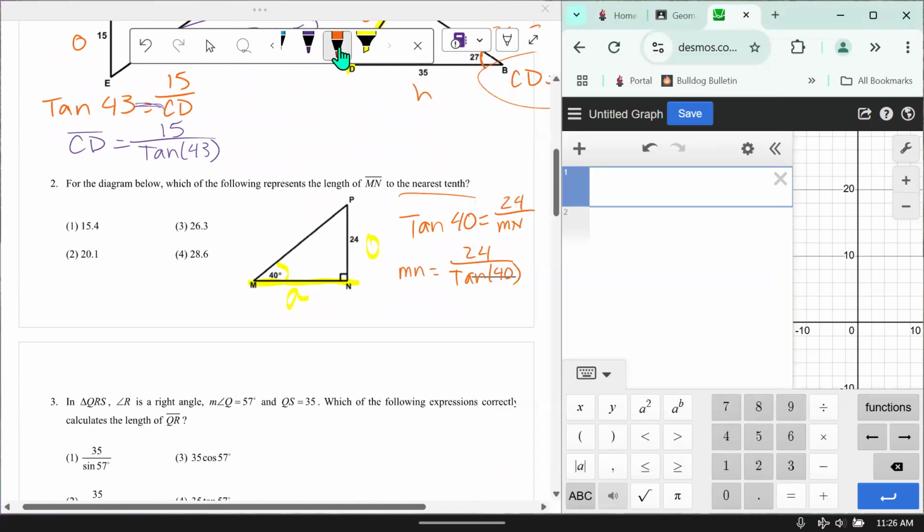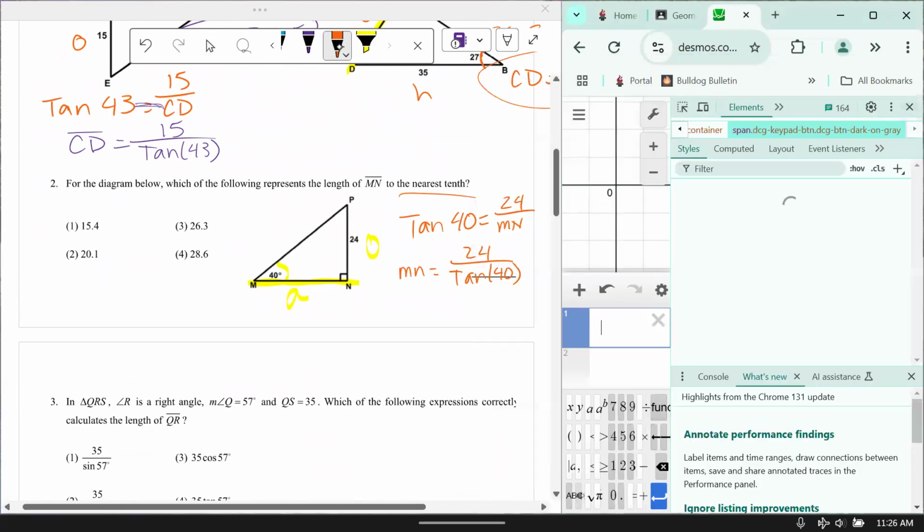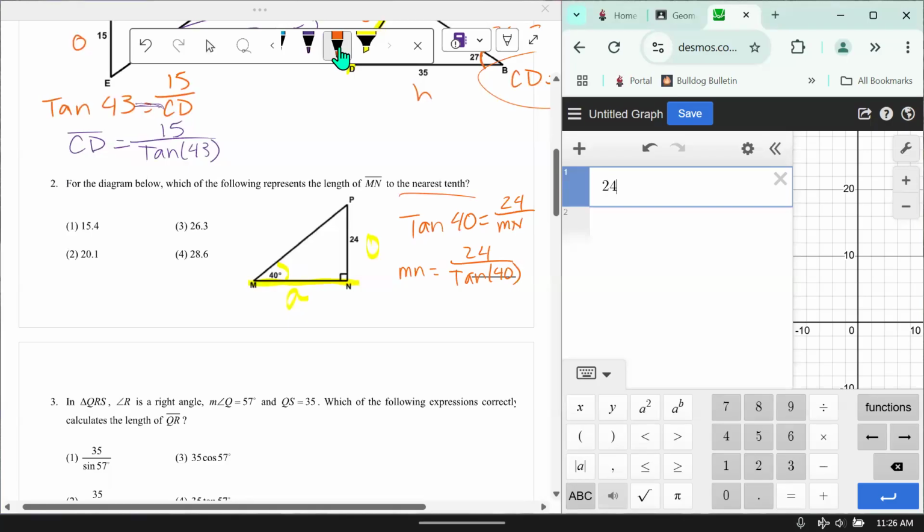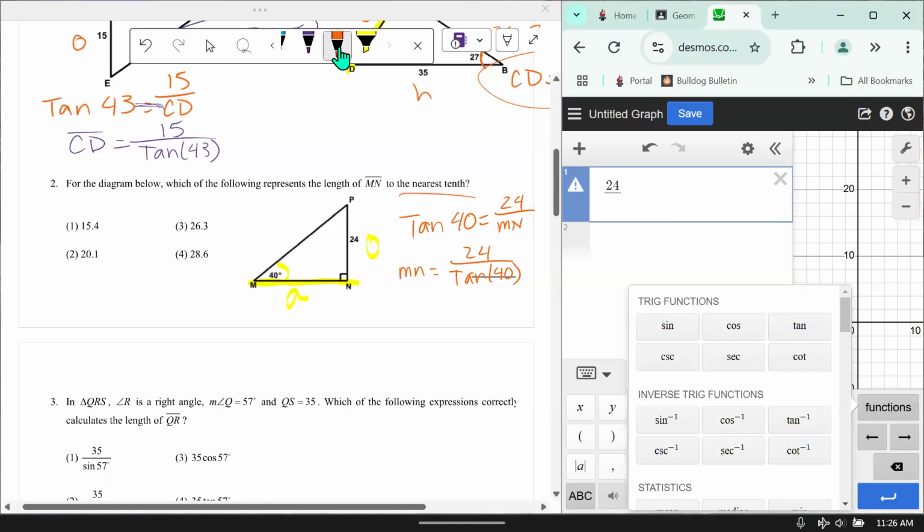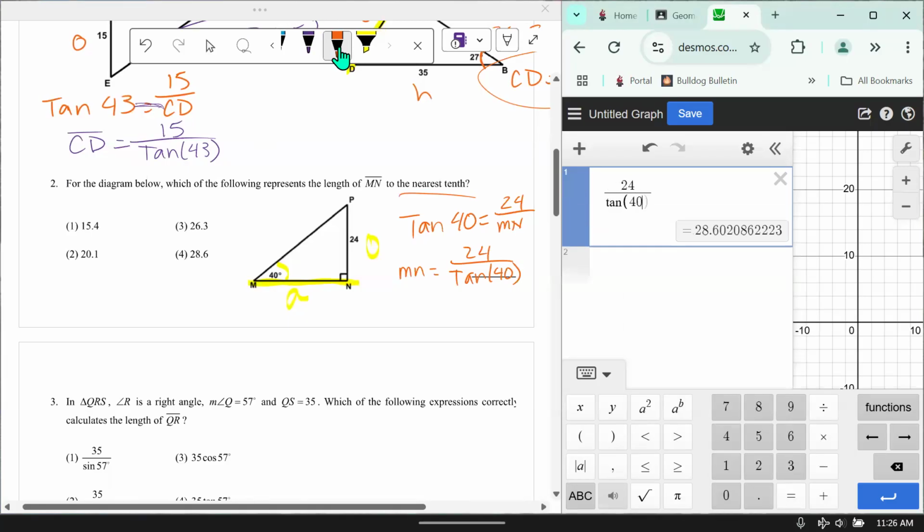So 24, whoa, that was a fun trick. 24 divided by function tangent of 40. Okay, and that gives you 28 point, it says to the nearest tenth, so 6. So that would be our answer.